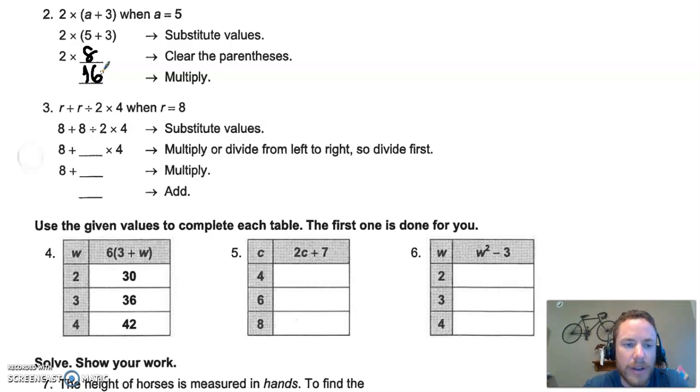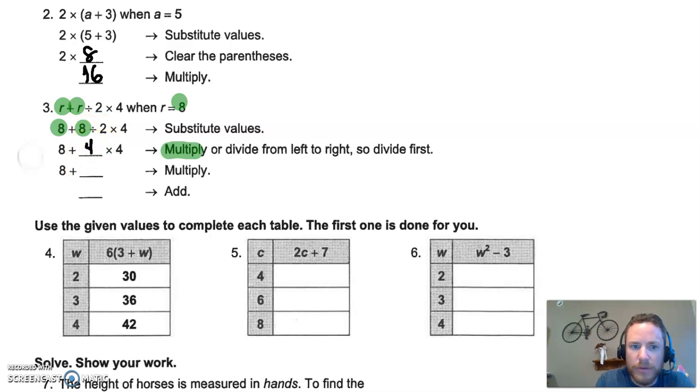Number 3 reads r plus r divided by 2 times 4 when r equals 8. The first step is to substitute values. What you see here is that they did that for us. Both of the r's need to be equal to 8, so we changed them to 8s. Next, we need to remember the order of operations. We are to multiply or divide from left to right, so we divide first. So the division right here is 8 divided by 2, that's 4.